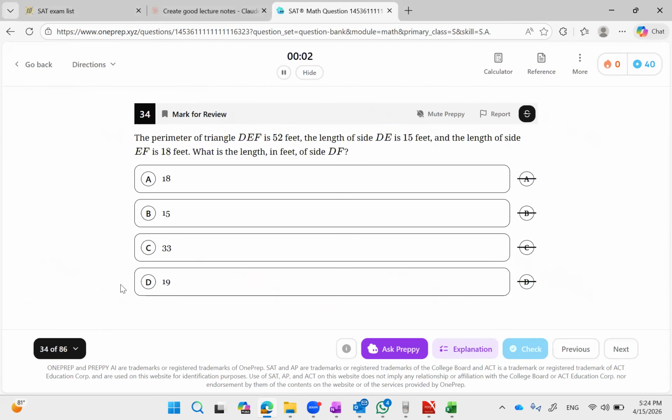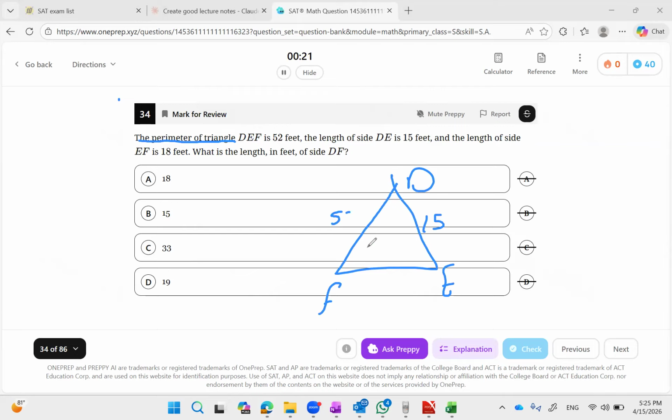The perimeter of the triangle is 52, and the length of one side is 15, and the length of side EF is 18. What is the length of DF? What is the perimeter of the triangle? The sum of the sides. One of the sides is 15, and the perimeter is 52. So I'm looking for the third side, whatever the name of it. So 15 plus 52 plus the side is supposed to be 52.